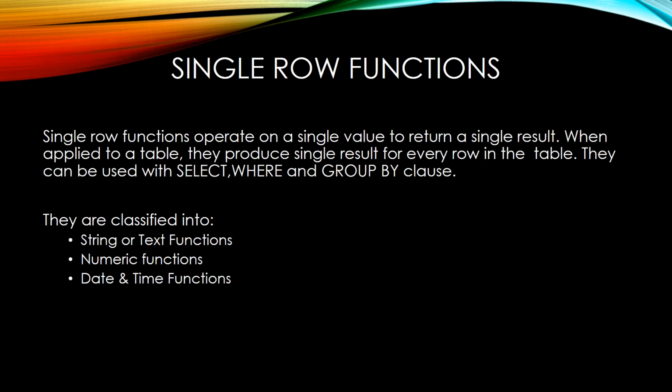Single row functions. Single row functions operate on a single value to return a single result. When applied to a table, they produce a single result for every row in the table. Means it will produce output for every row in the table if we apply single row functions on the table. They can be used with select, where and group by clause. There are three types of single row functions: string or text functions, numeric functions, date and time functions.